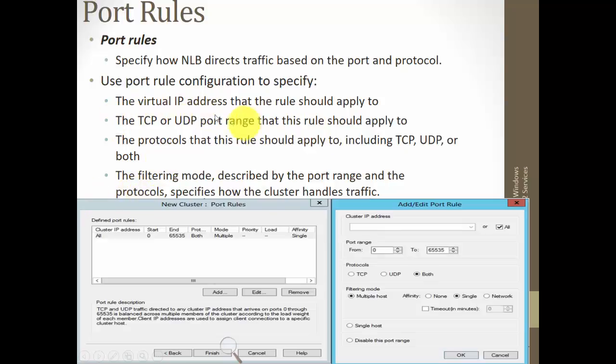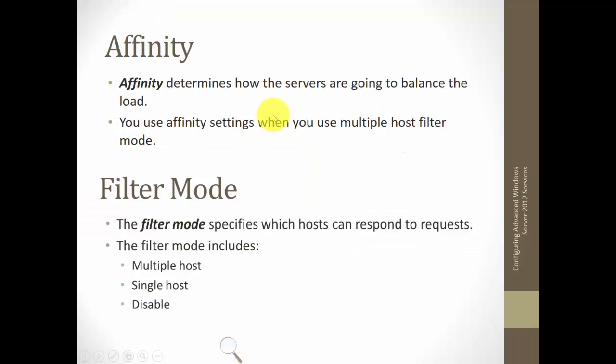So the virtual IP address, and the protocols that this rule should apply to, including TCP, UDP, or both. The filtering mode is described by the port range and the protocol specified. So here you define how exactly you want the NLB to run. Okay, affinity determines how the servers are going to balance the load. You use affinity settings when you use multiple host filter mode. The filter mode specifies which host can respond to a request. So you can filter as well.